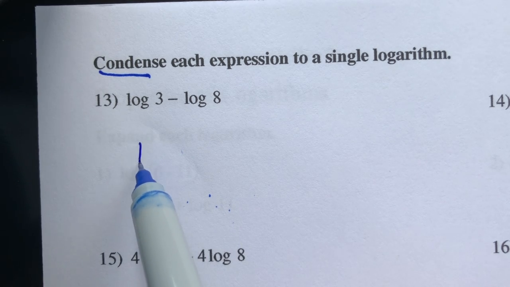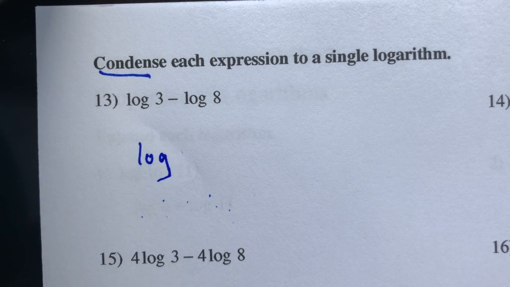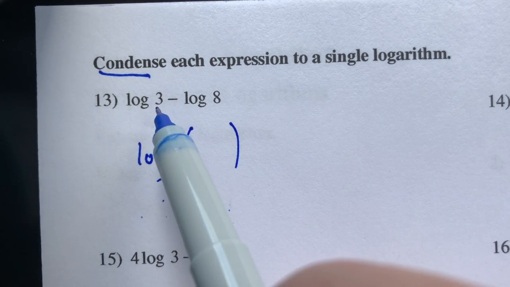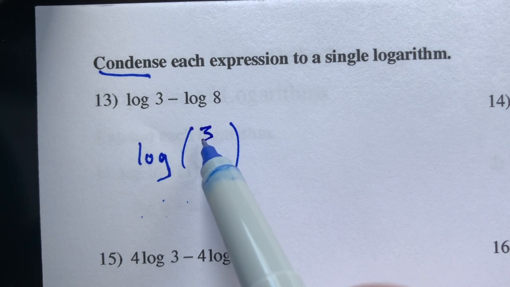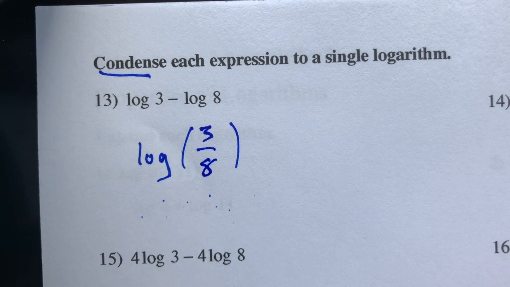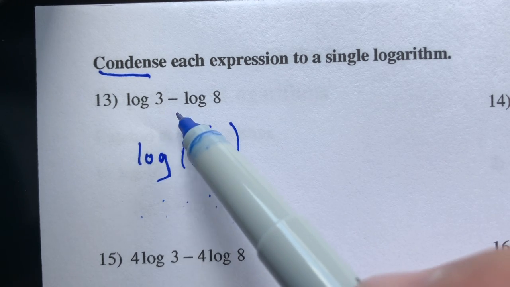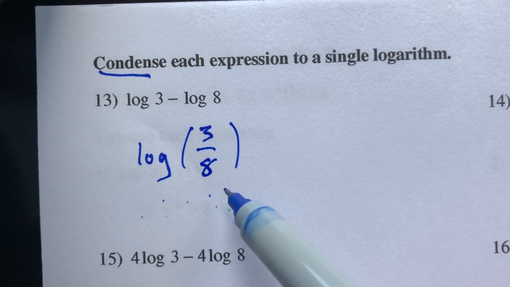So condensing, we're just going to write a single logarithm. So we just write log once. Don't ever write more than one. Okay, and then we can open up some parentheses, and we know that this first term goes in the top, and the second term goes on the bottom like that. And so that's the condensed version of this. Log of 3 minus log of 8, you can condense it down to a single logarithm of 3/8.